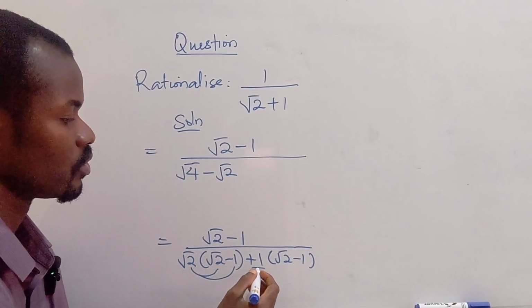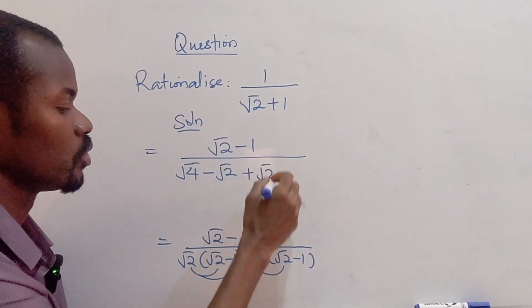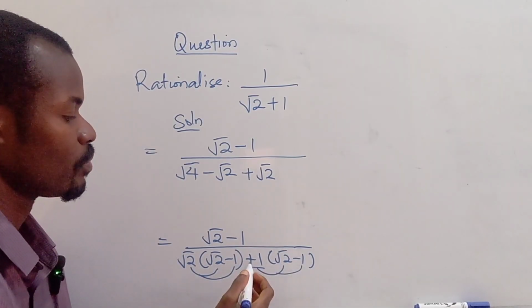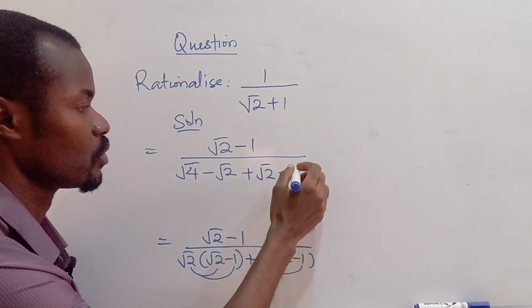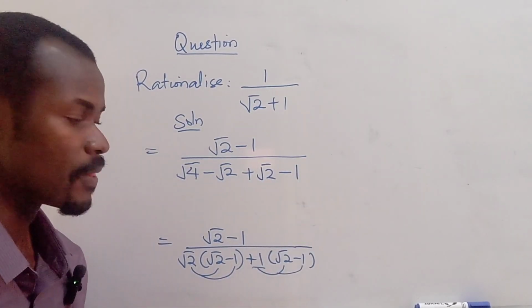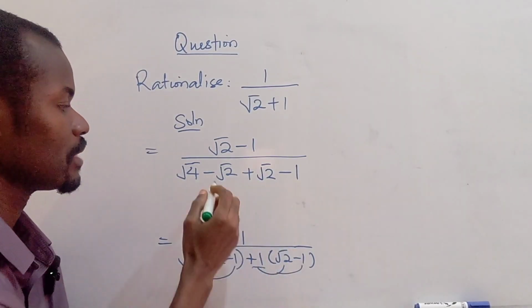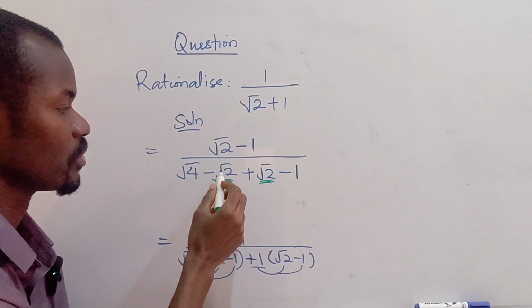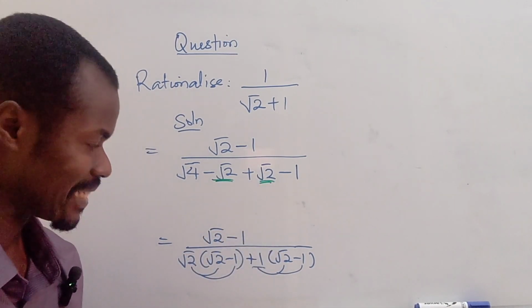So plus 1 is going to times this. So we are going to have plus square root 2. Now plus 1 is going to times minus 1. So plus times minus is going to give us minus. 1 times 1 is 1. Now, we can observe something here. Now, this part is minus square root 2 plus square root 2. So that can give us 0.